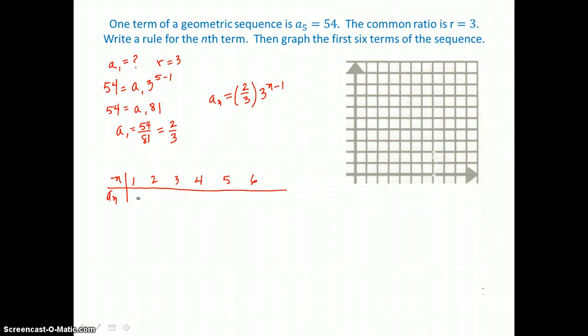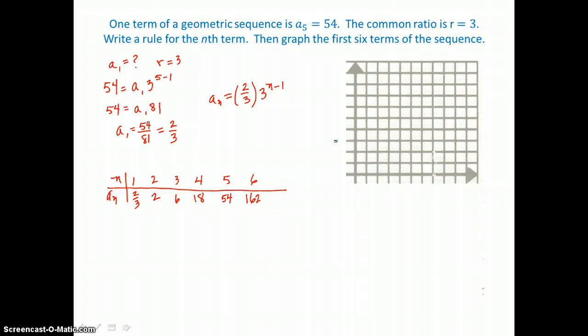We found a sub 1, it's equal to 2/3. Now we can get each term after that by multiplying by our common ratio. So 2/3 times 3 is 2, 2 times 3 is 6, 6 times 3 is 18, 18 times 3 is 54, and 54 times 3 is 162.